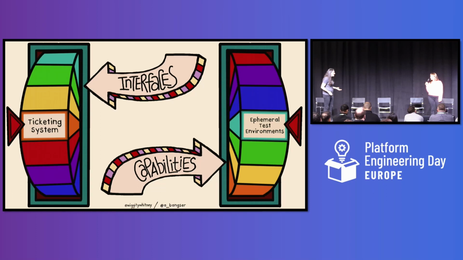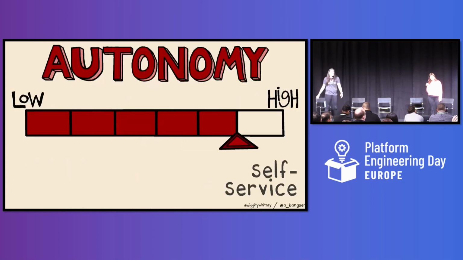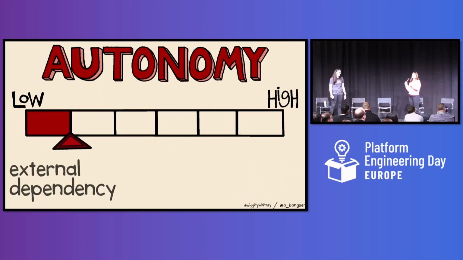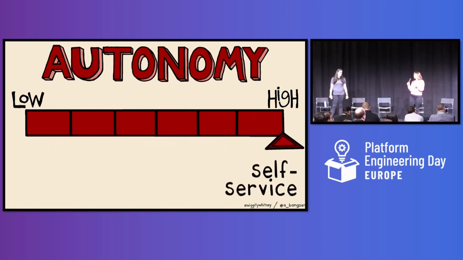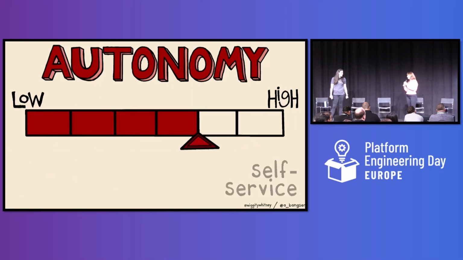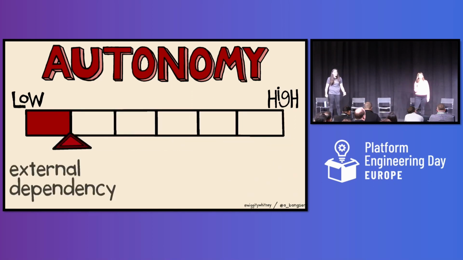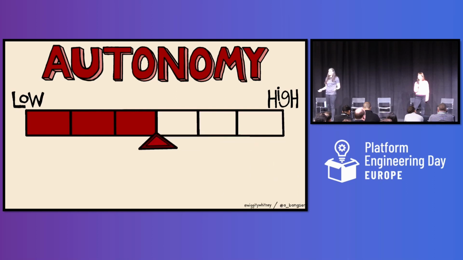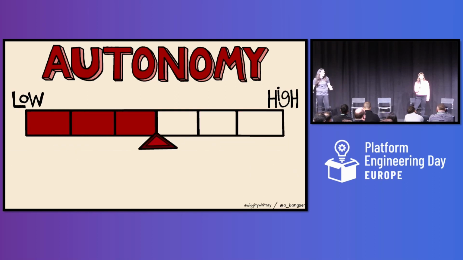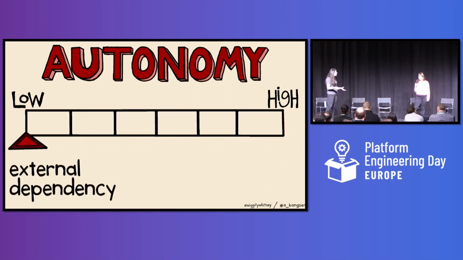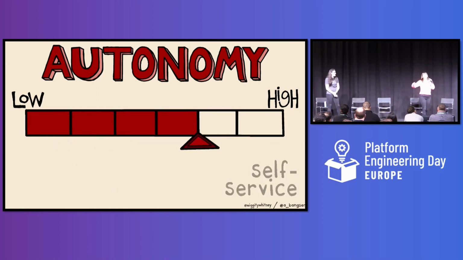So what you're talking about is autonomy? Autonomy. So let's use these wheel spins as a way to think about characteristics to consider when pairing an interface with a capability. Makes sense. And with autonomy, what we're talking about is how many dependencies you have to go through to get access to the capability that you need. With high autonomy, it's self-service, and with low, you have a lot of dependencies.